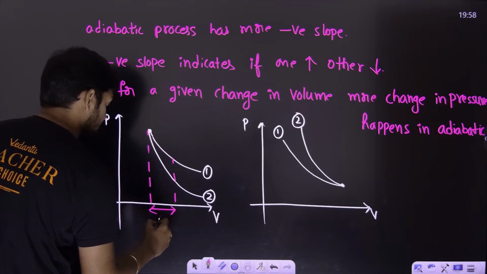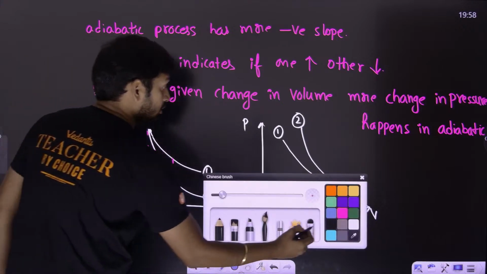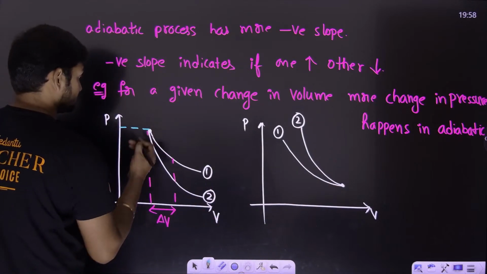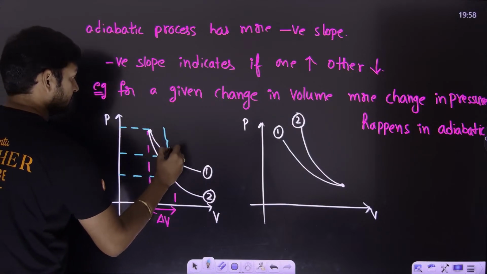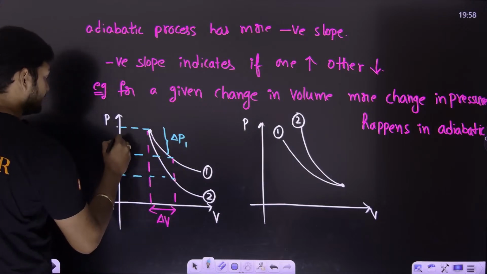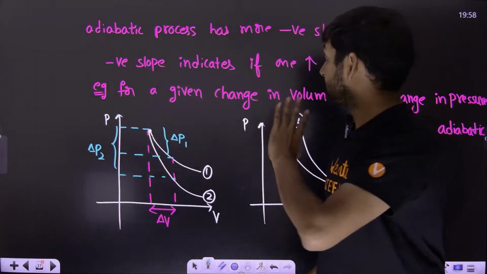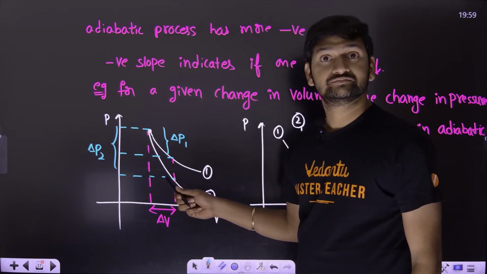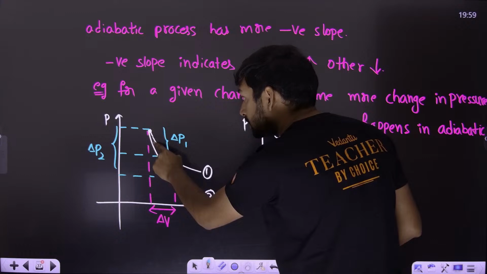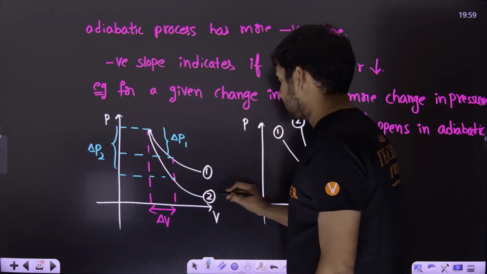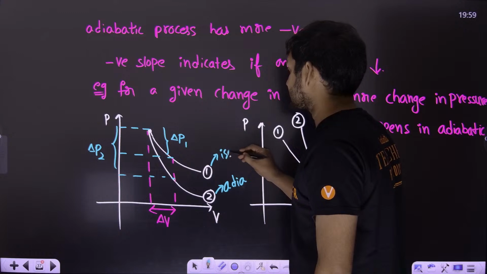So we have certain change in volume. For the same change in volume, who is going to have more change in pressure? Let us look at this. So for the first graph, this much is the change in pressure. And for the second graph, this much is the change in pressure. Whoever is going to be having more changes in pressure for same changes in the volume is going to be adiabatic process. Look, we have increased the volume and there is more decrease in pressure for the second graph. So that's why this is going to be adiabatic. Then automatically this is going to be isothermal.